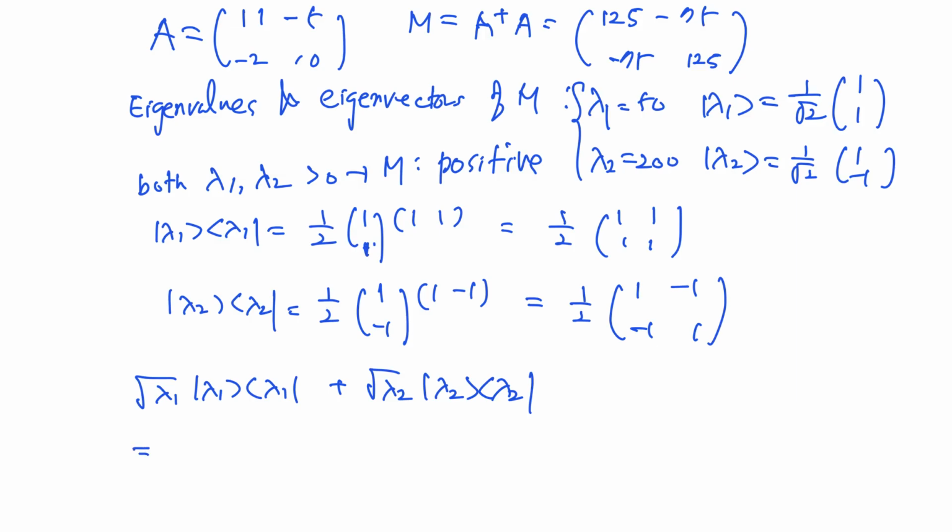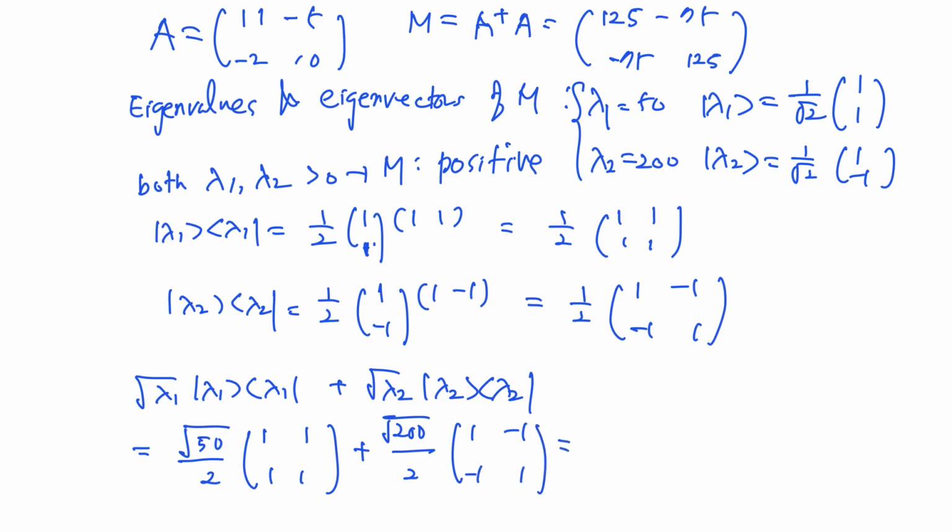Which is the square root of 50 over 2 times [1 1; 1 1], plus the square root of 200 over 2 times [1 -1; -1 1]. That gives square root of 2 over 5... times [1 1; 1 1], plus square root of 2 over 10, I think, right, 10, times [1 -1; -1 1].